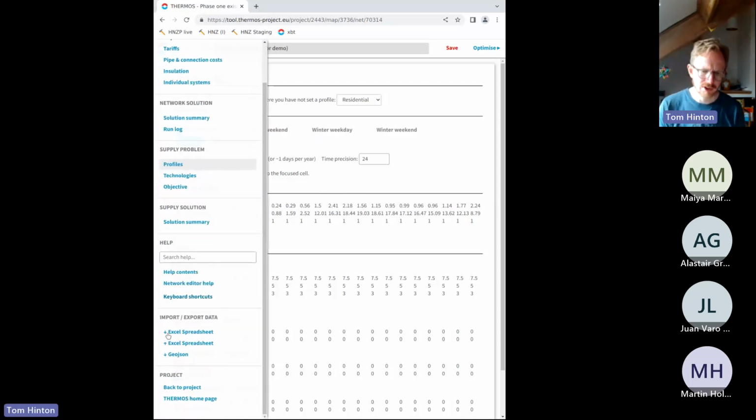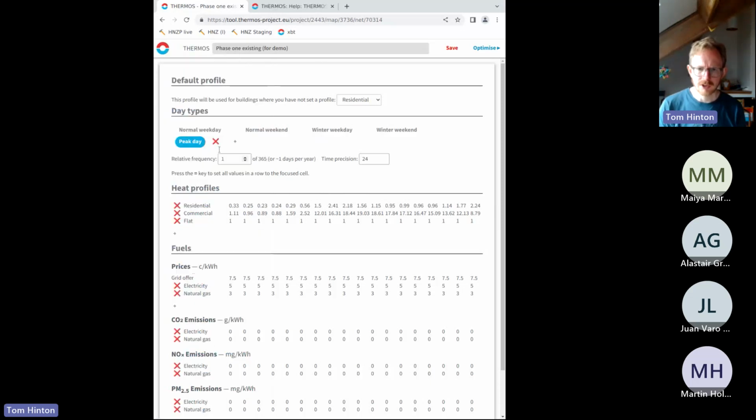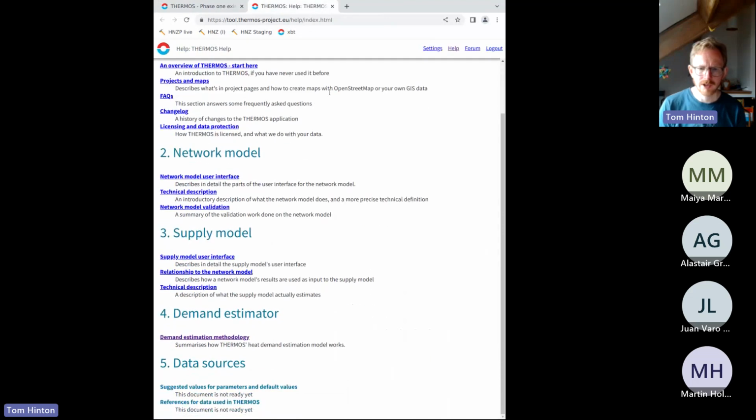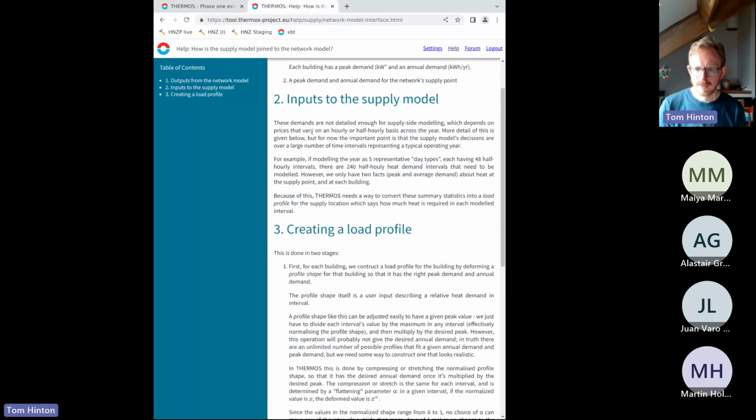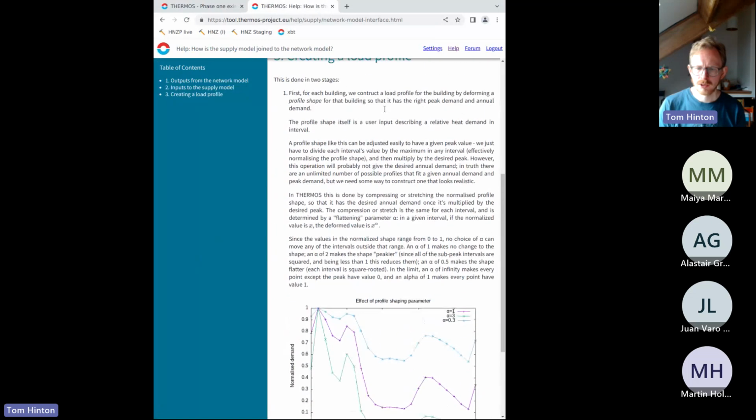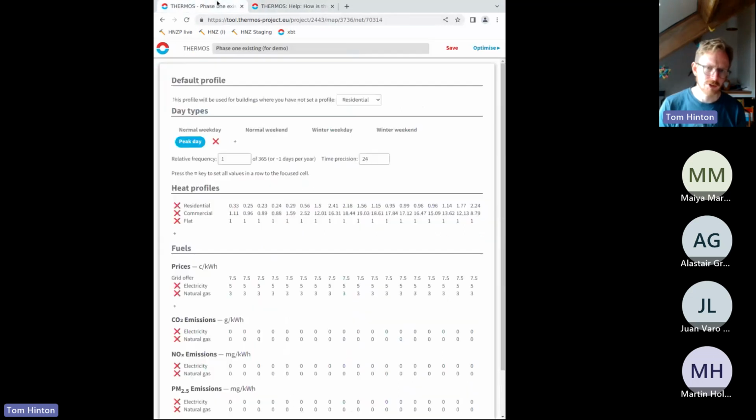So there's an explanation of this actually in the help, which I'd recommend reading if you do end up using this. Looking in the help, there's this section on the relationship to the network model, and this describes how these load profiles are reshaped so that they connect up to the values in the network model. So anyway, there are these load profiles. They give the shape of demand, and you can add more if you want to by clicking this plus button here to describe different types of buildings.